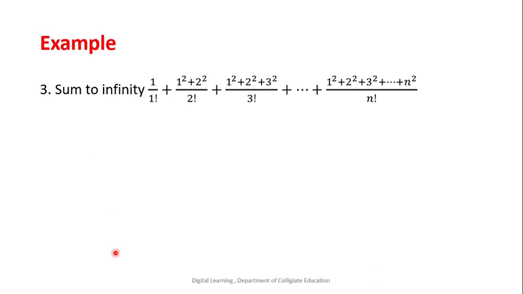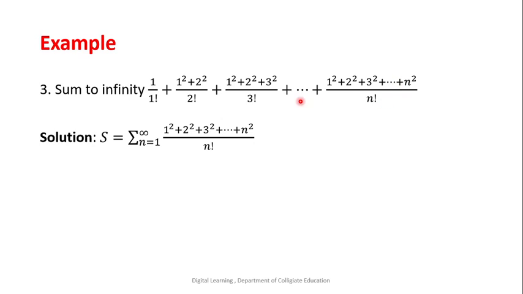Sum to infinity 1 over 1 factorial plus (1 square plus 2 square) divided by 2 factorial plus (1 square plus 2 square plus 3 square) divided by 3 factorial plus so on, up to (1 square plus 2 square plus 3 square plus up to n square) divided by n factorial. Sum to n terms is equal to summation n equals 1 to infinity. We take the sum to n terms as this function: (1 square plus 2 square plus 3 square plus so on plus n square) divided by n factorial.